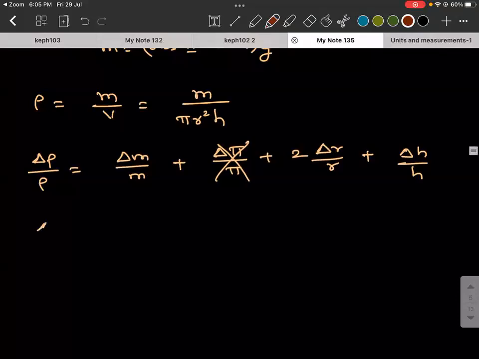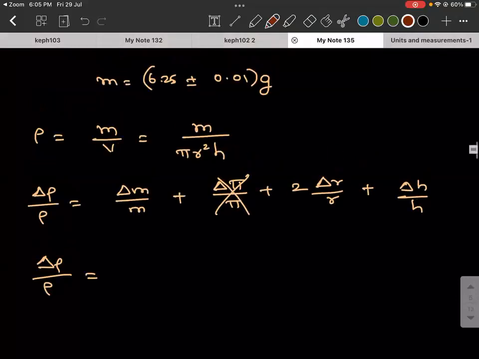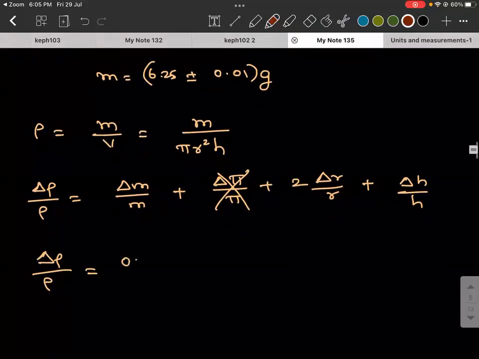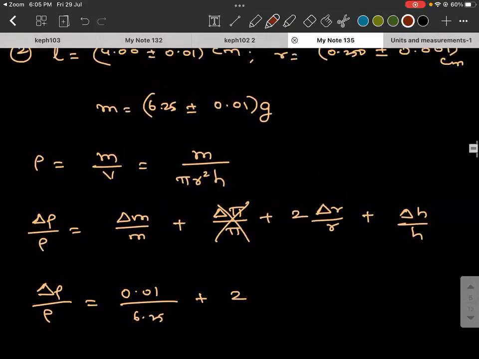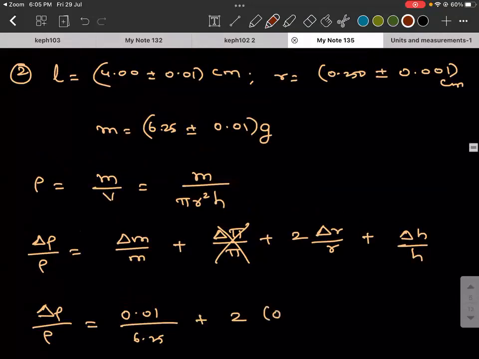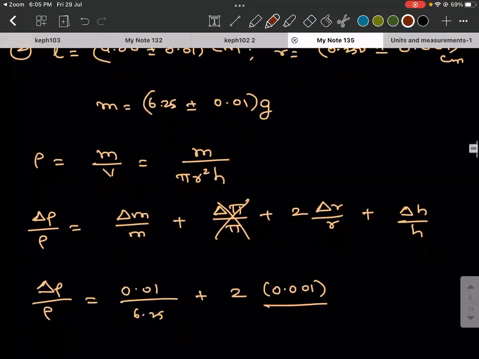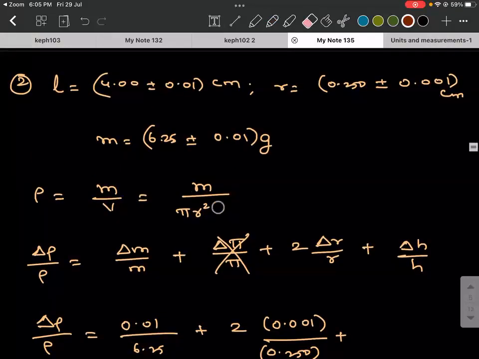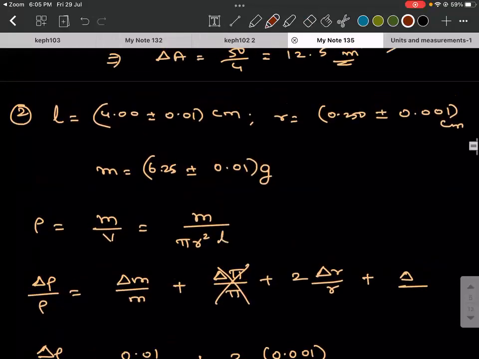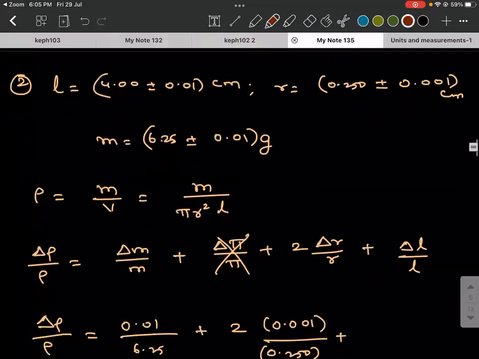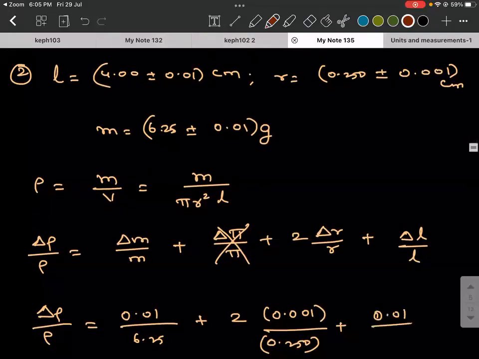Calculation mistake. So delta rho by rho is equal to, what is delta m? 0.01 divided by 6.25 plus 2 times. Guys, did you understand? You should not write delta pi by pi because it's a constant. Never write errors for a constant. 2 times delta r by r is 0.001 divided by 0.250, plus delta h by h, or delta l by l for that matter. Let me not change the variables. It's pi r square L, so it will be delta L divided by L. Delta L is 0.01 divided by 4.00.